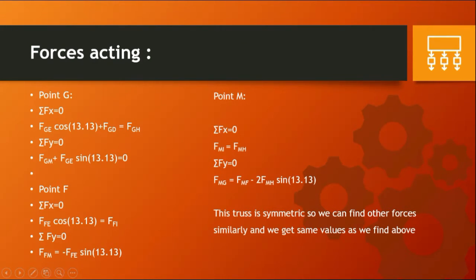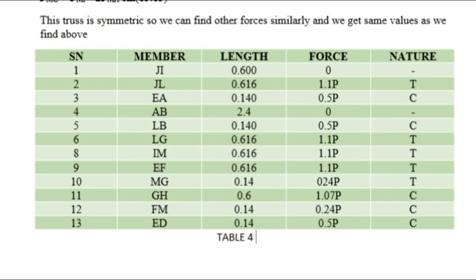Now let us compare the members with the nature of the force acting on them. JI no force, JL tension force, EA compressive force, AB no force, LB compressive force, LG tension force, IM EF MG tension force, GH FM ED compressive force.